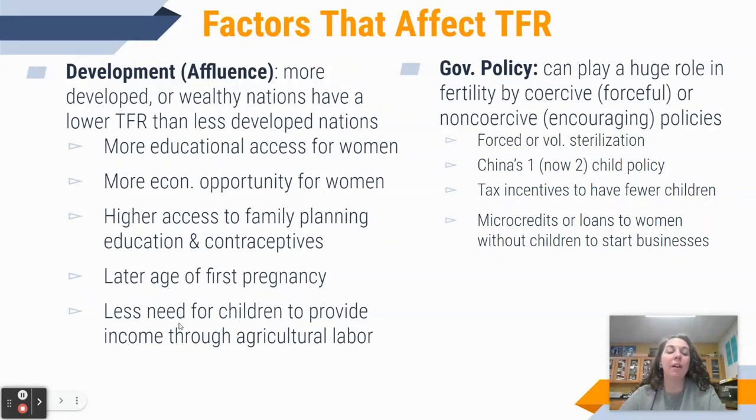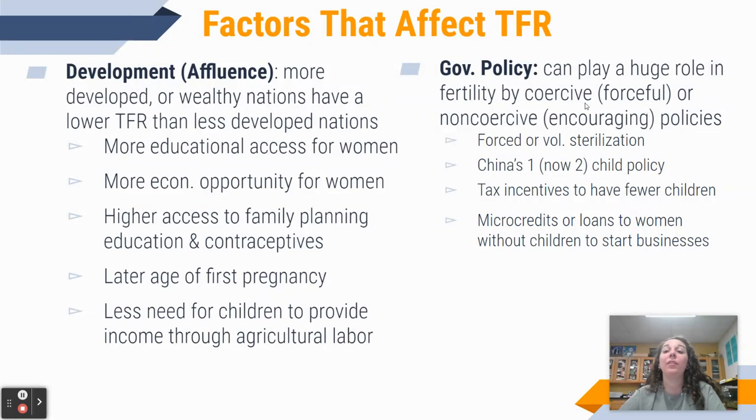And then a lot of countries that are not developed still live in what we call an agrarian society, where they're agricultural based. So they need those children to help support the farms. And in our developed nations, we have less need for children to help provide some of that income through that agricultural labor.